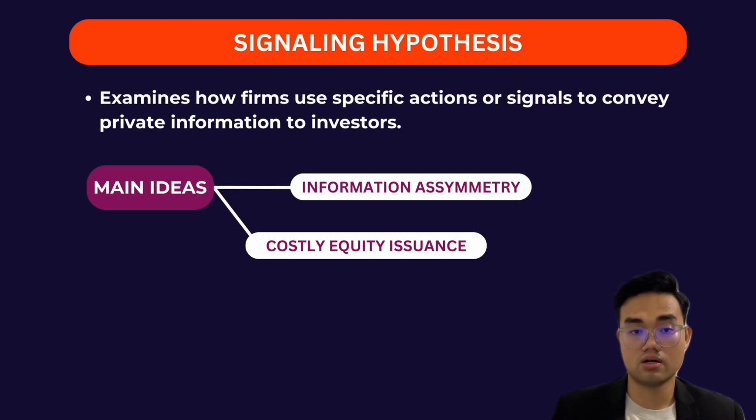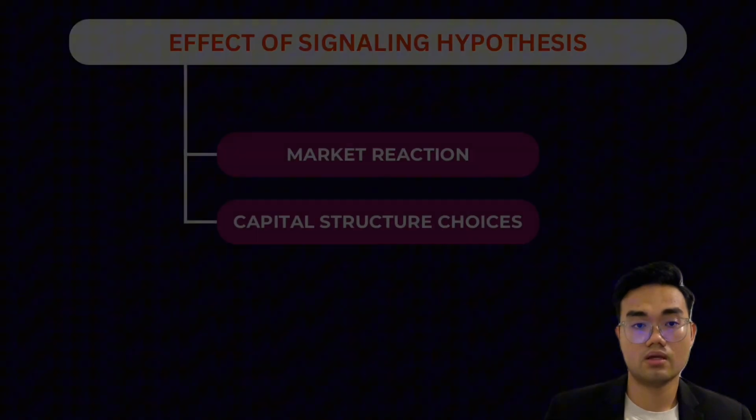The second one, costly equity issuance. Selling equity can signal to investors that shares are overvalued, leading to a negative market reaction. Companies avoid equity issuance to prevent signaling that the stock price is inflated. As such, these actions may result in stock price declines.